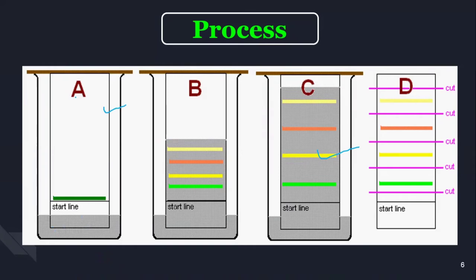If you look here, this is the start line. It is approximately 2 cm above the bottom part. So you have to draw this reference line about 2 cm from the bottom. The reference line at 2 cm distance from the edge of the paper is drawn and points of application are marked. So whatever sample you want to separate out, you have to load it, marking it here on this reference line.